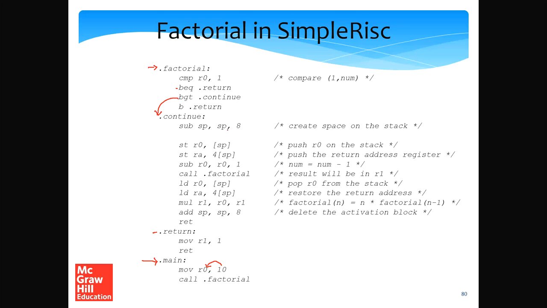In the return label, we set the result of the factorial function to 1, because factorial of 1 is 1 and factorial of 0 is 1. So we set the final result R1 to be equal to 1, and we return from the function. When we return, we come to the next instruction after call factorial, and this will find the result in R1. You can think of the factorial function as taking its argument in R0 and then returning its result in R1.